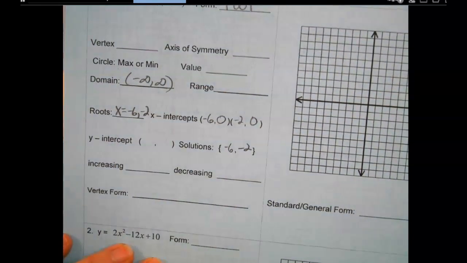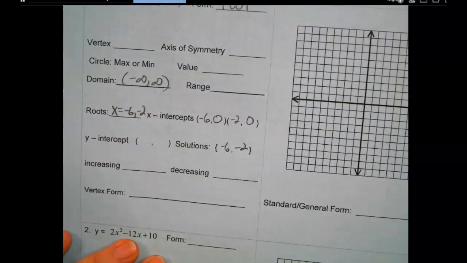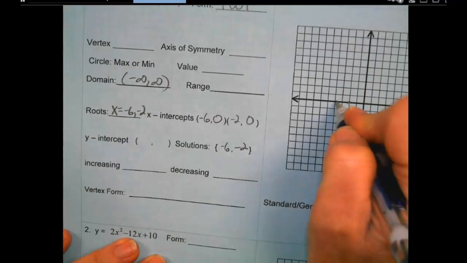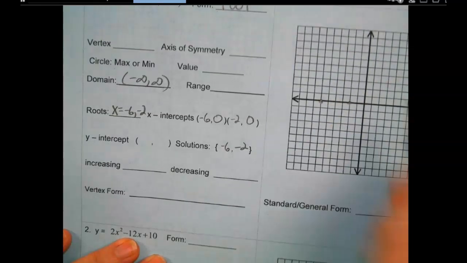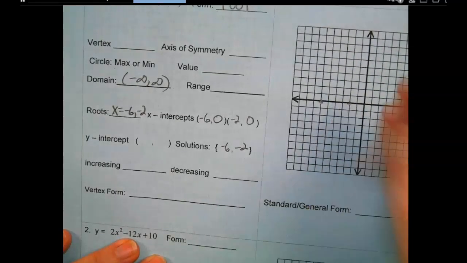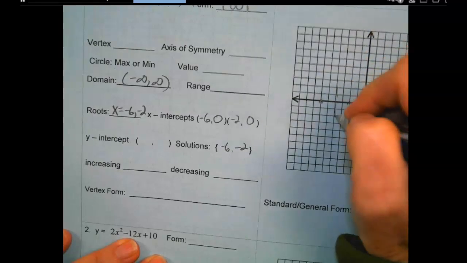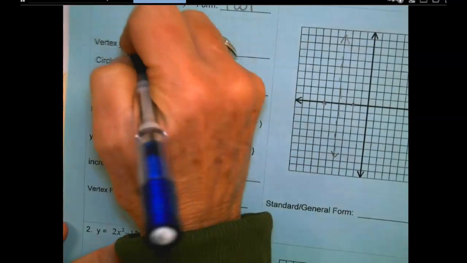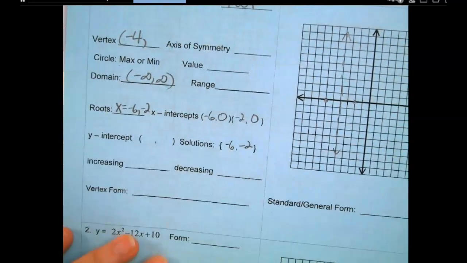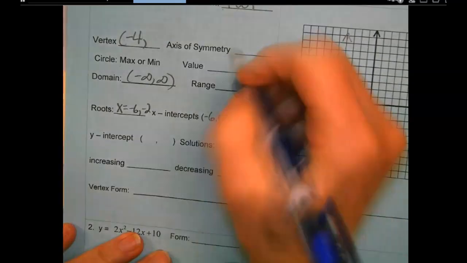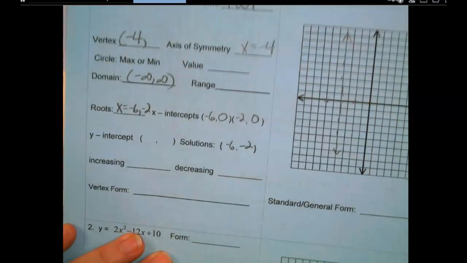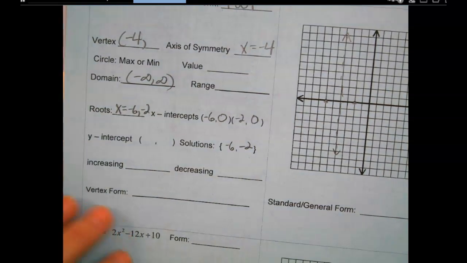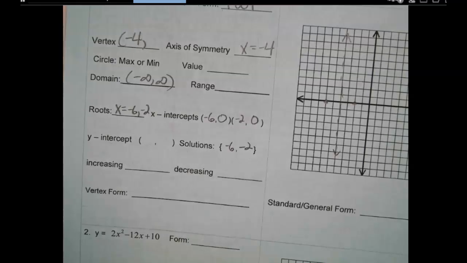Also, as long as we're here, let's just fill in what we know, which is negative infinity to infinity. So the next thing that I know, if I put negative 6 and negative 2, then what's halfway between? And so that tells me that this is where my axis of symmetry goes. And that tells me that that's the x of my vertex. And that tells me that is my axis of symmetry. Is that everybody good?